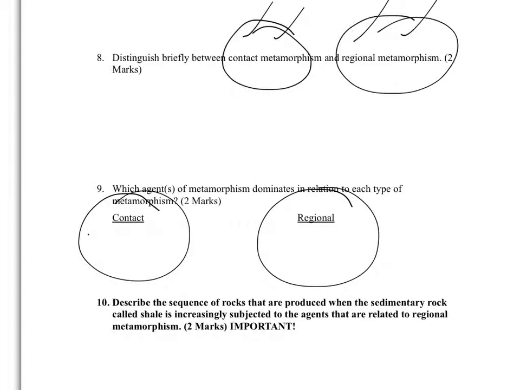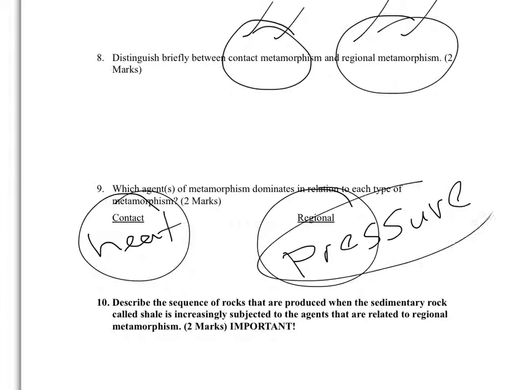The one that dominates for contact, though, I would have to say is heat, and the one that dominates for regional, I would have to say is pressure. So think about really, really far down at the base of a mountain system, like 40 to 50 kilometers down underneath the Himalayan mountains.